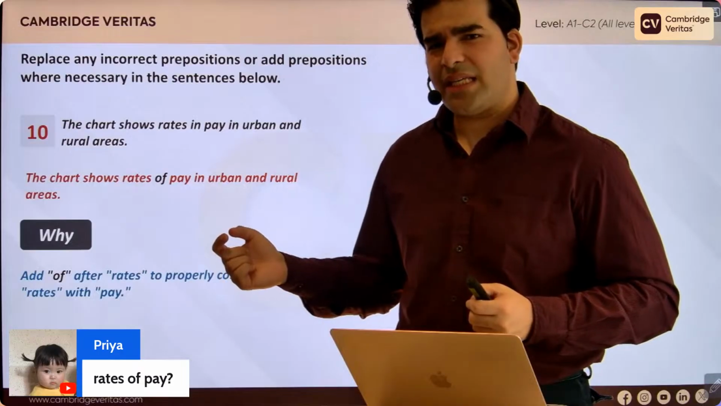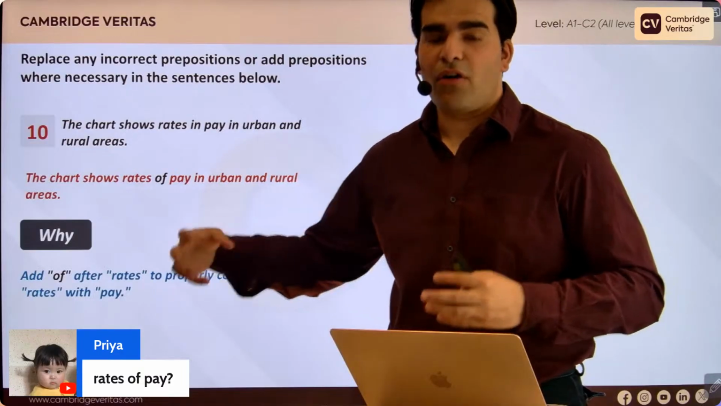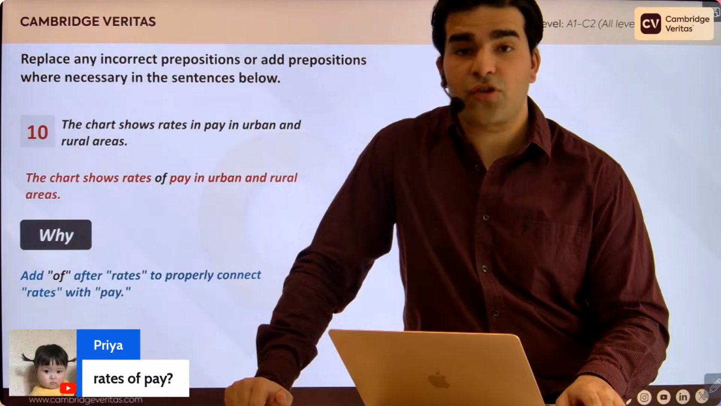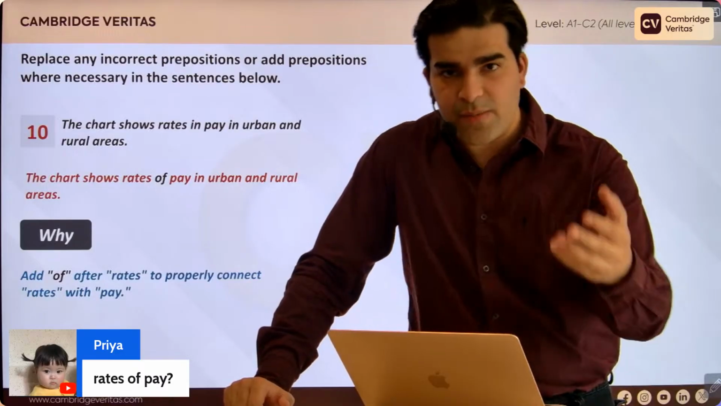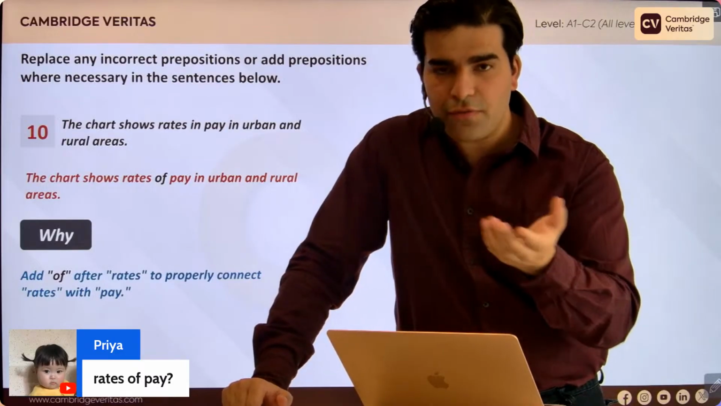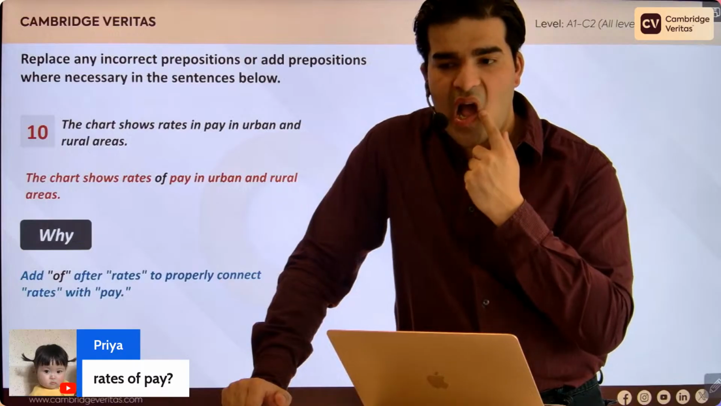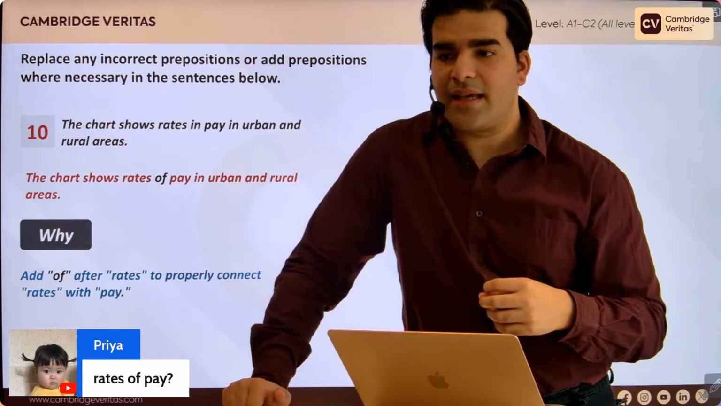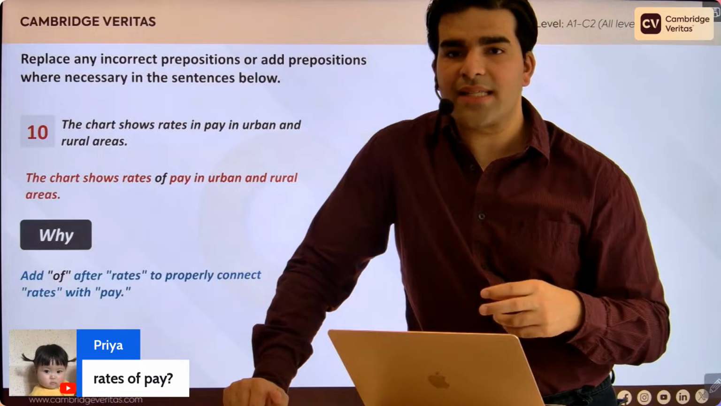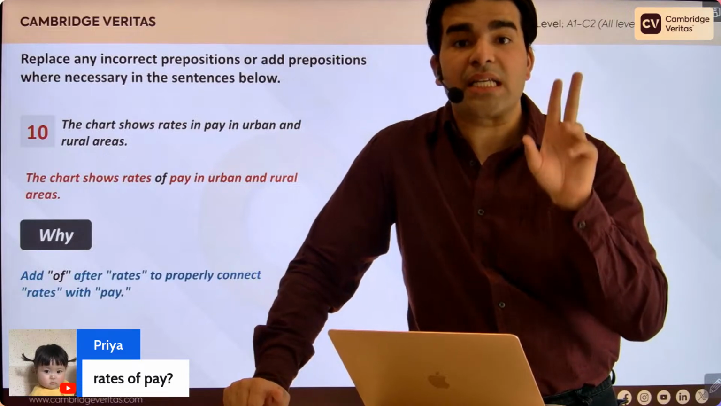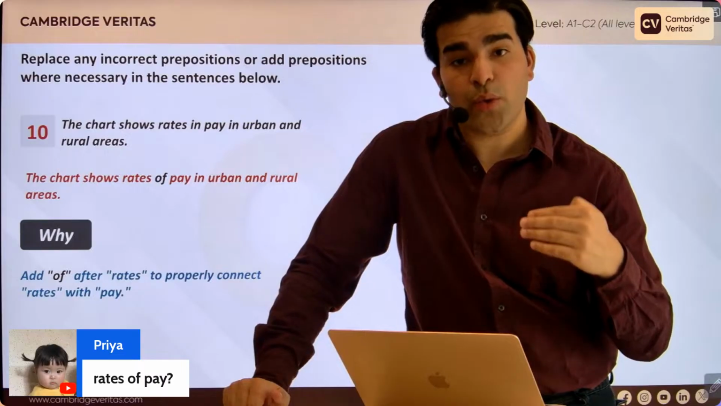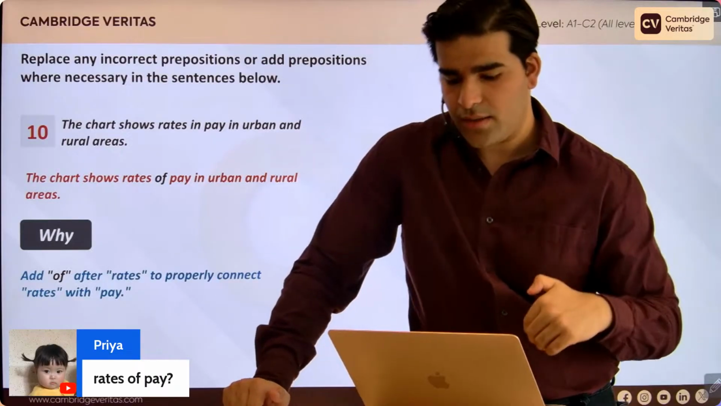It doesn't even make any sense. It's rates of pay. What is your rate of pay? It's not rate in pay. Simply speaking, let's say you're taking a lesson and the payment is per lesson. There are so many providers like that, right? So what do you say? What is your rate of pay, not rate in pay? Isn't it?